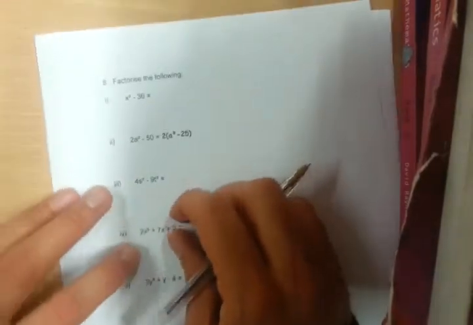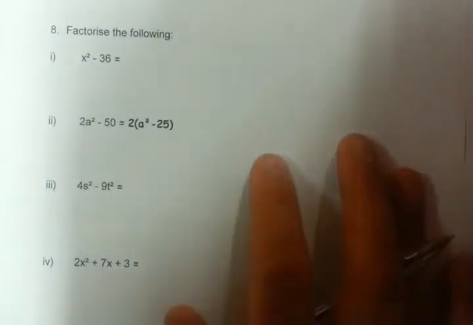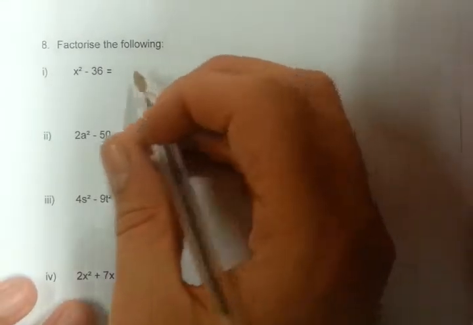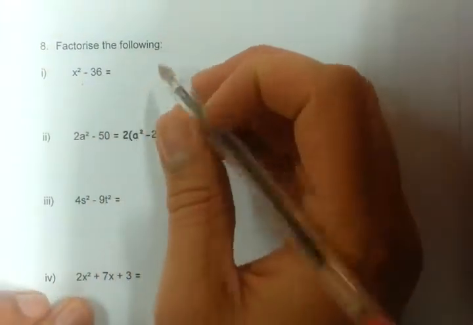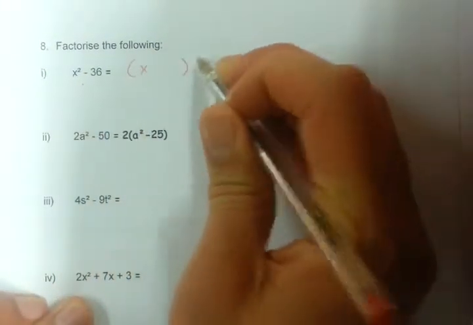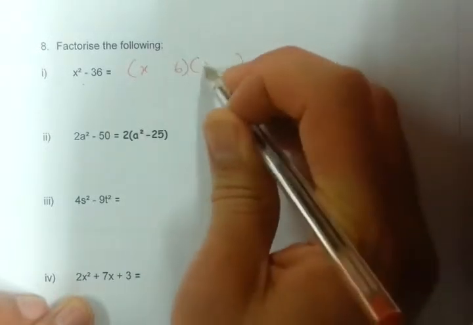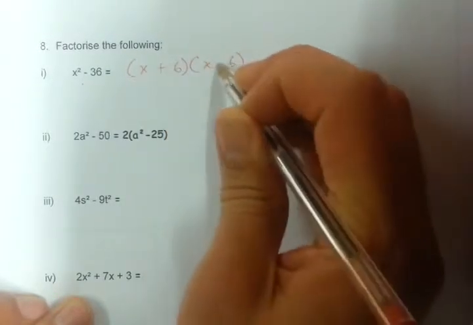Okay, so the first one, let's zoom in. There we go, that's better. x squared minus 36, it's something squared minus something squared. So what's the square root of x squared? What's the square root of 36? And then plus and minus, done.